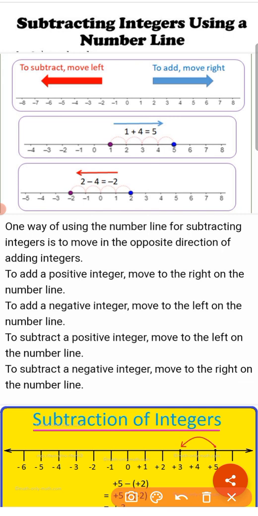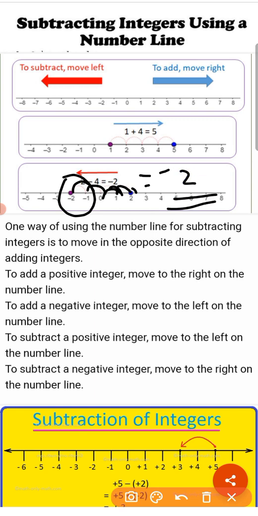Let me explain once more. Here we are subtracting two positive integers, 2 minus 4. Locate the first number, that is 2. From 2, you should move 4 steps to the left side. 1, 2, 3, 4. This is our answer. So, 2 minus 4 is negative 2.